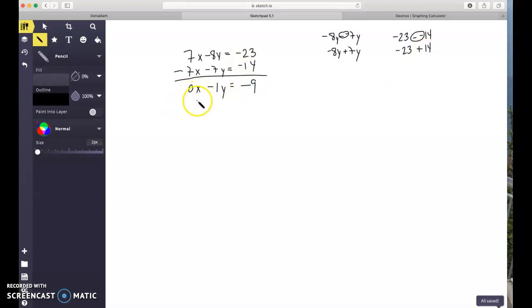So 0x is just 0. And 0 minus 1y is negative 1y equals negative 9. I know I want to get y all by itself, so the opposite of multiplying by negative 1 would be dividing by negative 1. So I've got y equals 9. Now I know my solution has to be a coordinate pair, so I need to go back and find my x variable.